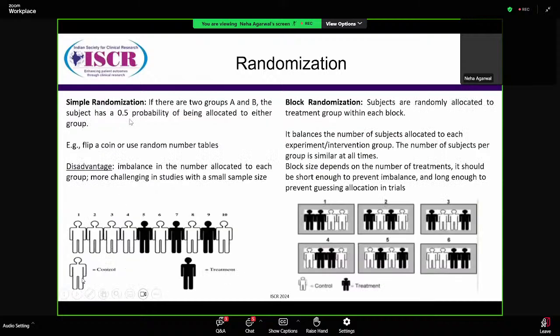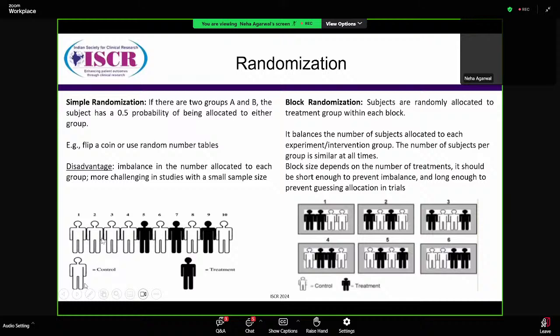So talking about simple randomization, for example, if there are two groups, A and B, each subject has a constant probability of being allocated to either group. For example, if you flip a coin or use random number tables. Here we have 10 subjects, and each subject will have a constant probability of being given either the treatment or the control.